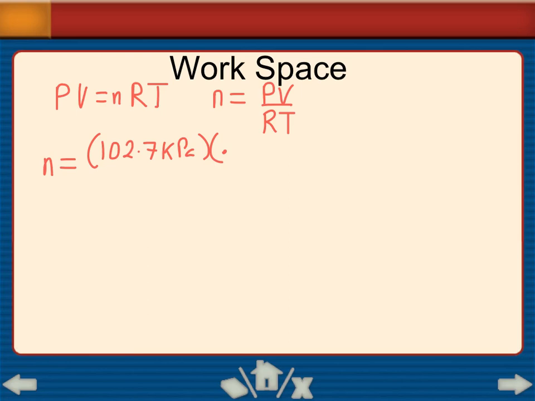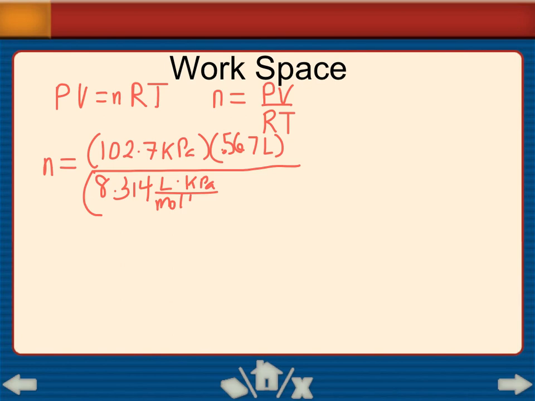The volume was 6.567 liters of ammonia. We choose the value of R with the correct units. That would be 8.314 liter kilopascals per mole Kelvin. And the temperature is 27 plus 273, or 300 Kelvin.